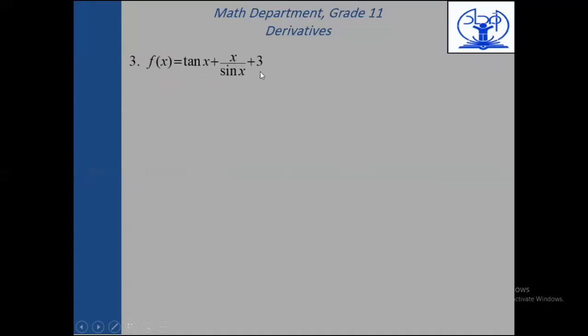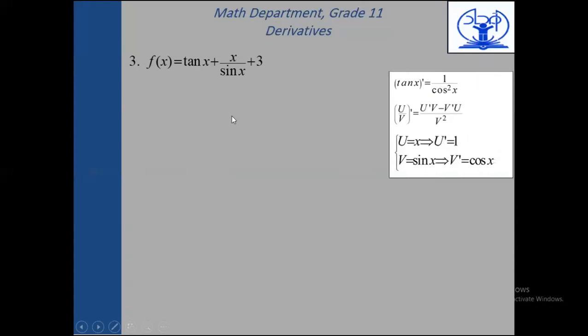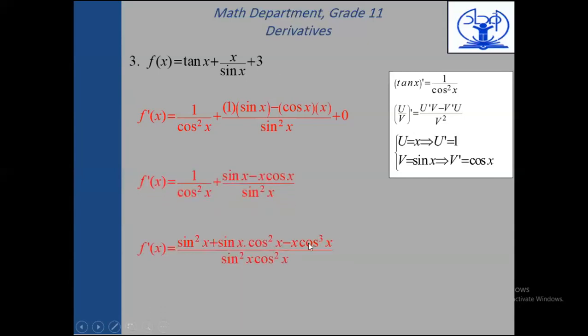Tangent x plus x over sine x plus 3. Again, this is in general in the form of a sum, so you need to derive each term alone. The first term is tangent x. It has its own rule, 1 over cosine squared x. The second term is a quotient. It's u over v, so you need to apply u prime v minus v prime u over v squared. The third term is a constant, and its derivative is 0. You can keep your answer like this, or you can simplify like this. You don't need to worry here how we are simplifying. It's just simplifying expressions and writing this expression as one fraction.